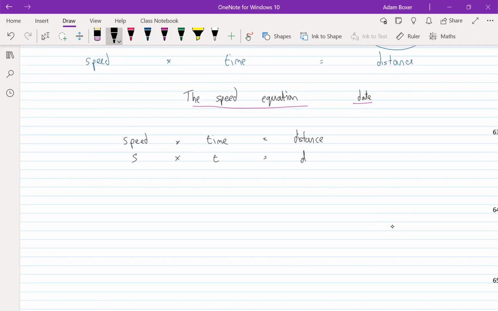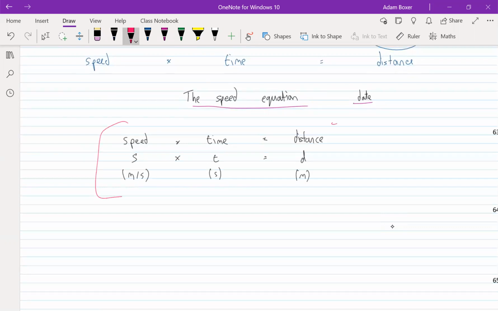What is the unit for speed? Say your answer to screen on 3. 1, 2, 3. I'm hoping you said meters per second. What is the unit for time? Say your answer to screen on 3. 1, 2, 3. I'm hoping you said seconds. And what is the unit for distance? Say your answer to screen on 3. 1, 2, 3. I'm hoping that you said meters.